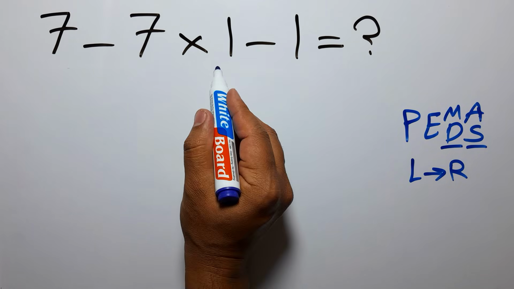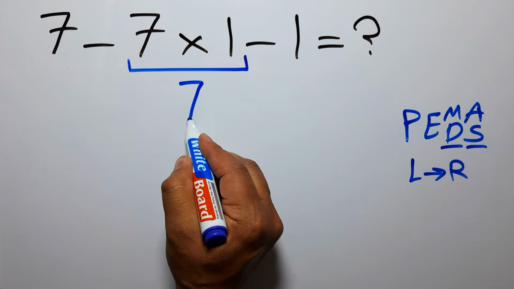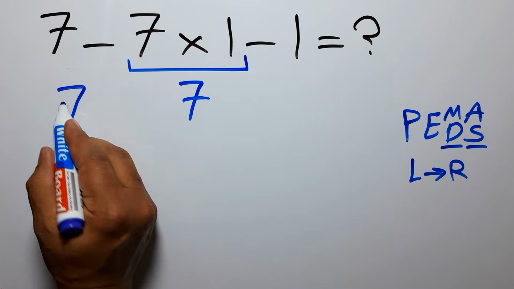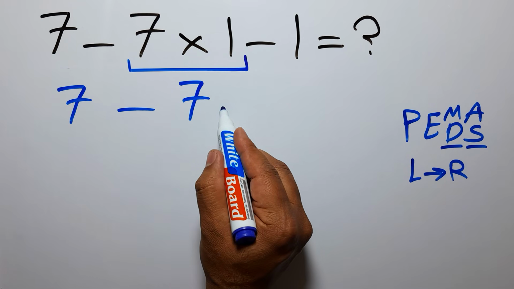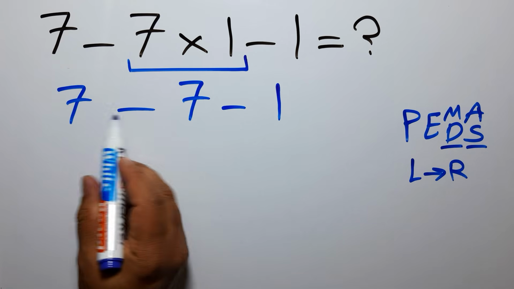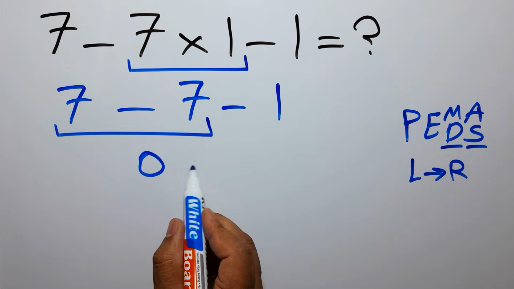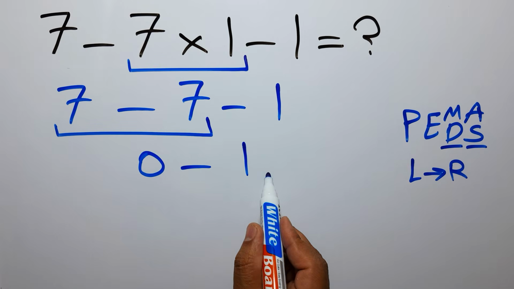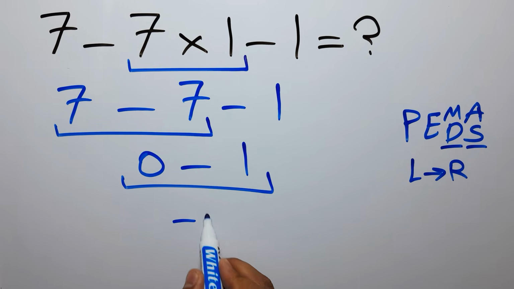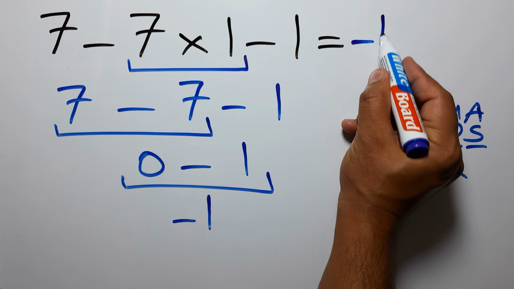So first we have to do this multiplication. 7 times 1 gives us 7. So we have 7 minus 7, then minus 1. Now we have to do this subtraction. 7 minus 7 is just 0. So we have 0 minus 1, which equals negative 1. And this is our final answer to this problem. The correct answer is negative 1.